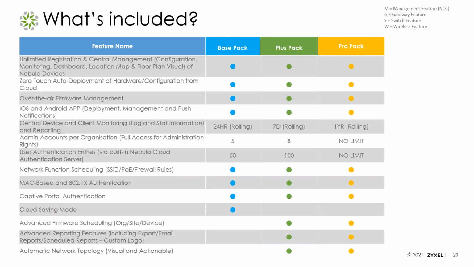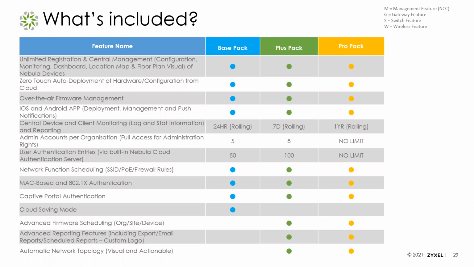But how much log information we keep in the cloud changes between the different versions. The free version of Nebula only keeps 24 hours of log information in the cloud. We still do support syslog, so you can always set up your own syslog server and have it export logs to your syslog server. This 24 hours is just for what we're hosting in our cloud for you. If you upgrade your organization to the Plus Pack, you get 7 days of logs kept in the cloud, and then Pro Pack keeps a year's worth of logs in the cloud.